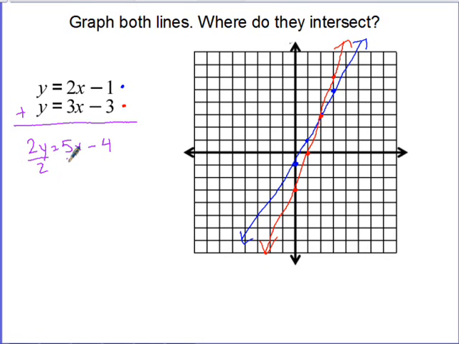So I'm going to divide everything by 2. Y is equal to 5 halves x minus 2. So minus 2, and then I'm going to go up 5, right 2. Up 5, right 2. Alright, and even though that is a terribly drawn line, what you see is that all three lines cross each other at the same point.